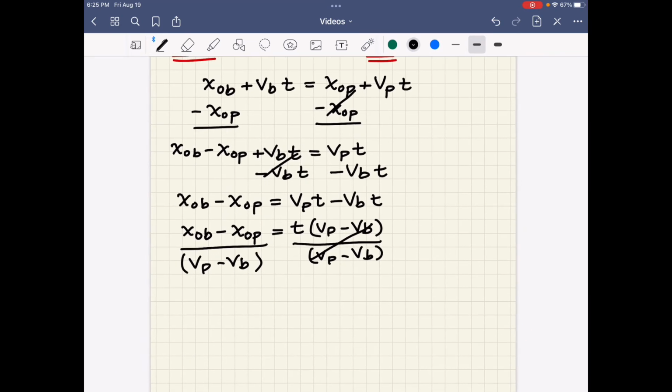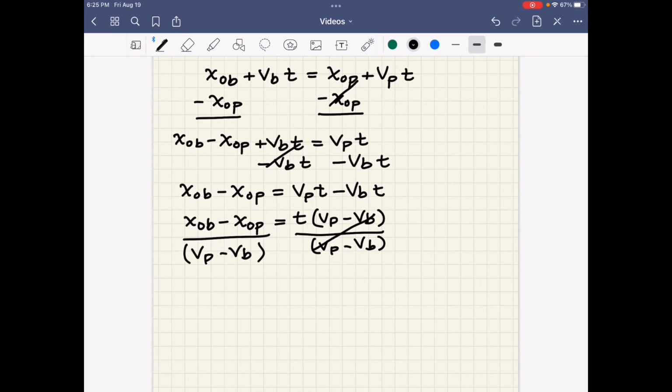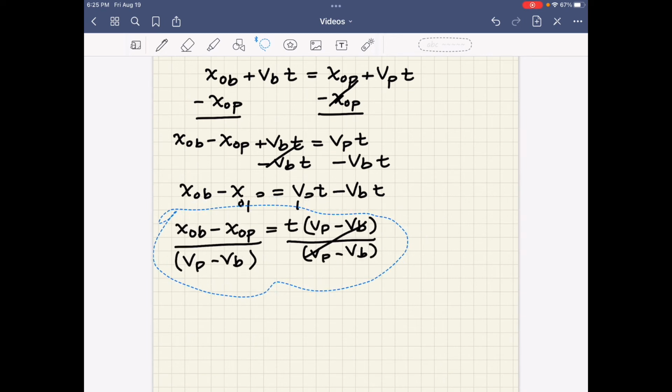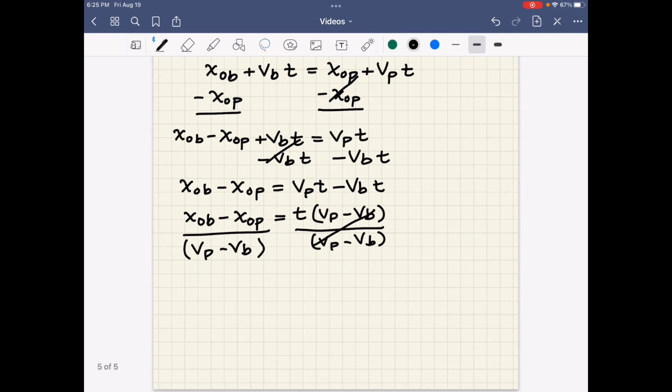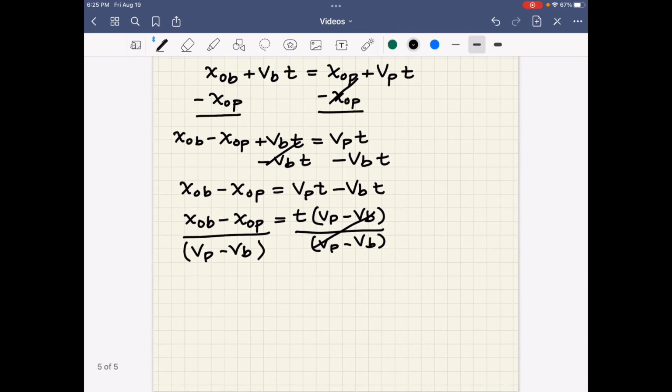And our time, well, let me make this a little bit smaller so I can write it on the side, because I'm running out of space. Can I make it smaller? No, I can't. Sorry, I'm too used to OneNote, guys. But I like this one too. So now time will be x naught boat minus x naught police divided by velocity police minus velocity boat.